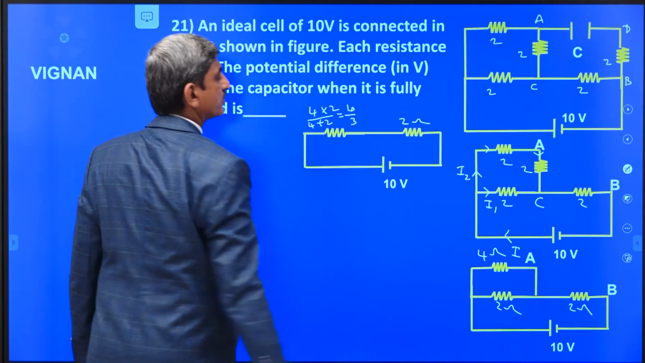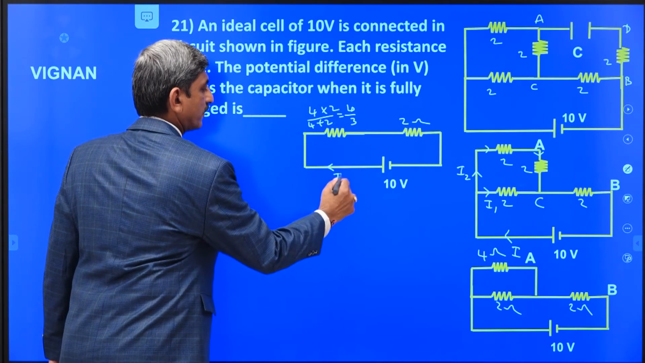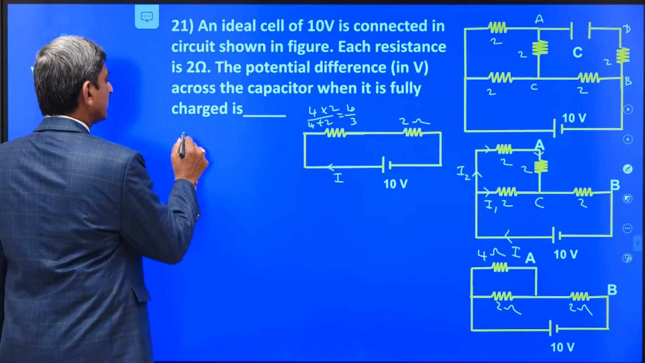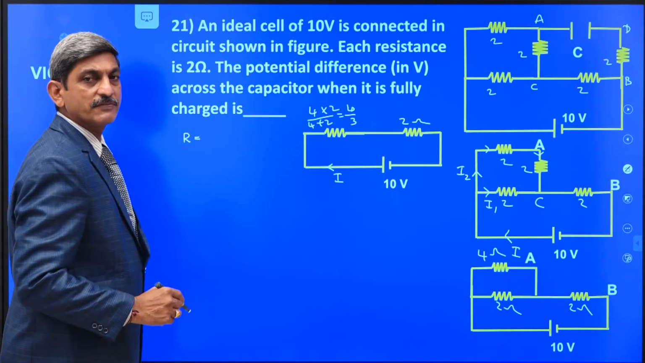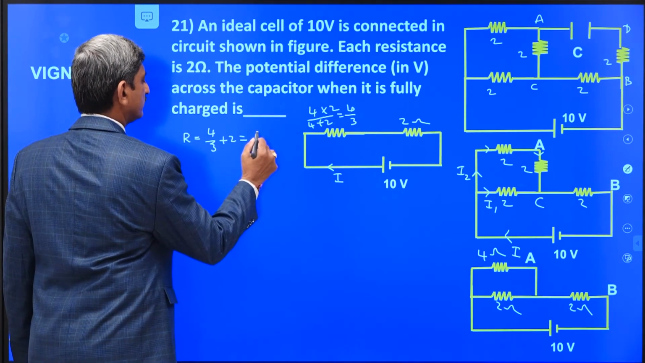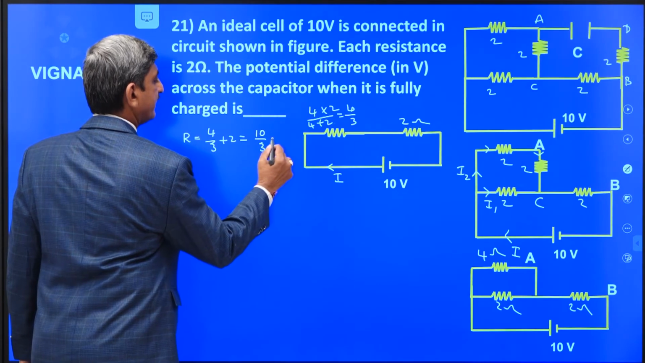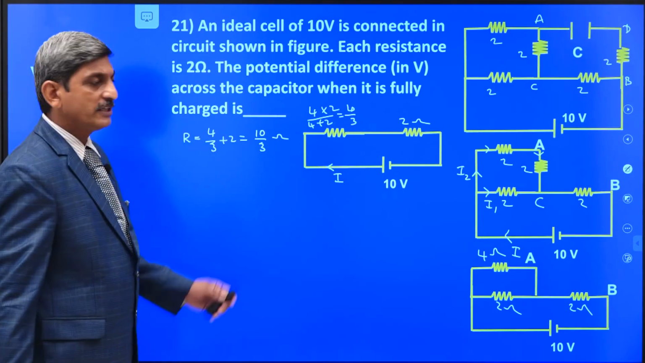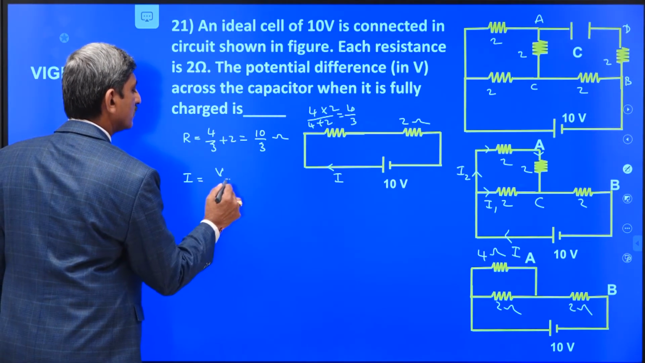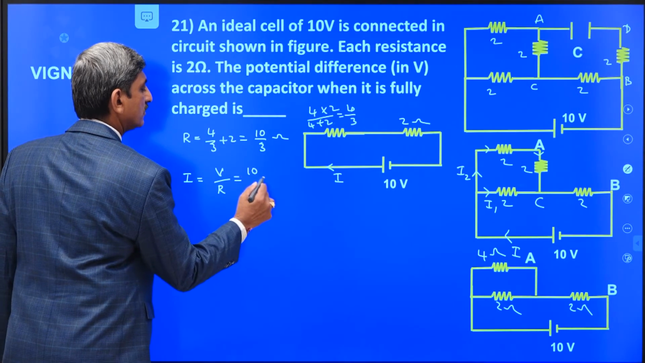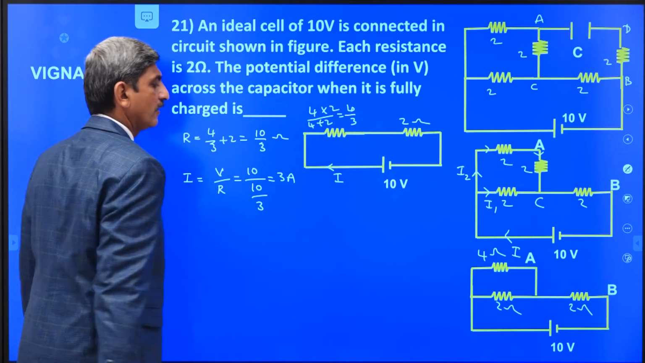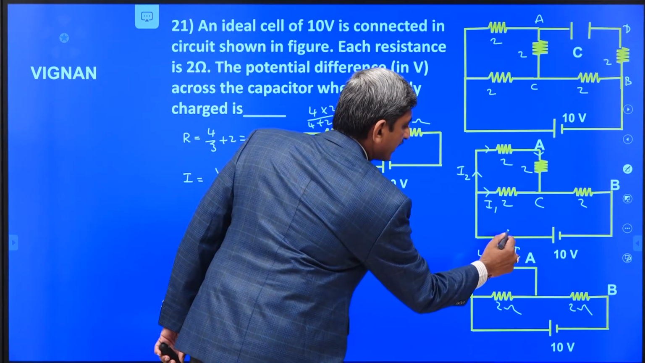This is 2 ohms. Now, this 4 by 3 ohms and 2 ohms are in series combination, so the equivalent resistance of the circuit is given by 4 by 3 plus 2, that is equal to 10 by 3 ohms. By knowing the effective resistance, the current passing through the circuit can be determined by the formula I is equal to V by R, that is equal to 10 by 10 by 3, that is equal to 3 amperes. Okay, so we obtain this current as 3 amperes.